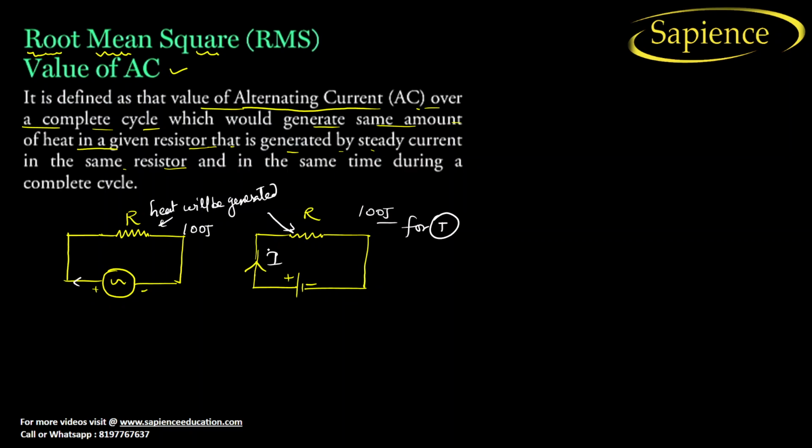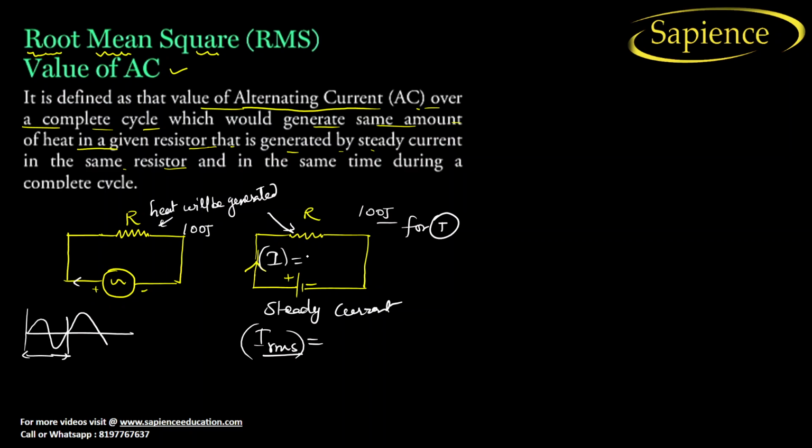Then the amount of current, because it is a steady current, is known as IRMS. We cannot tell what amount of current is being used for a full cycle, because the current varies like this. So for a full cycle we need to find a current value which will generate the same amount of heat as this steady current is generating. This is referred to as IRMS, and we will talk about the full cycle.